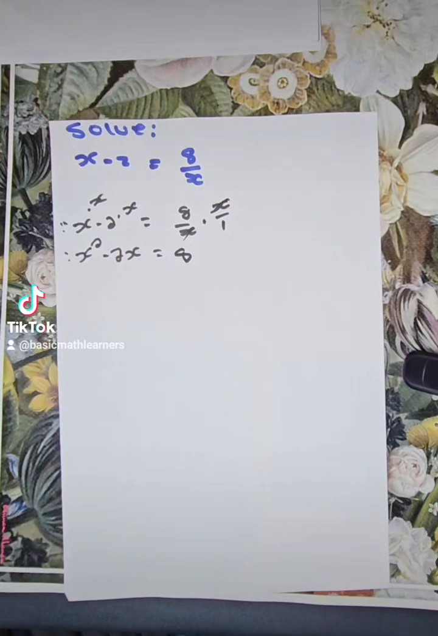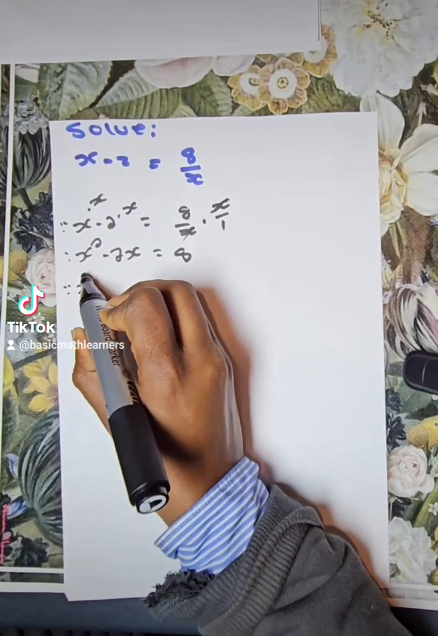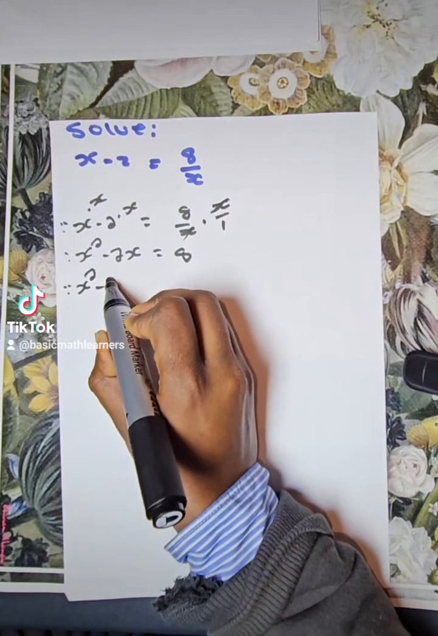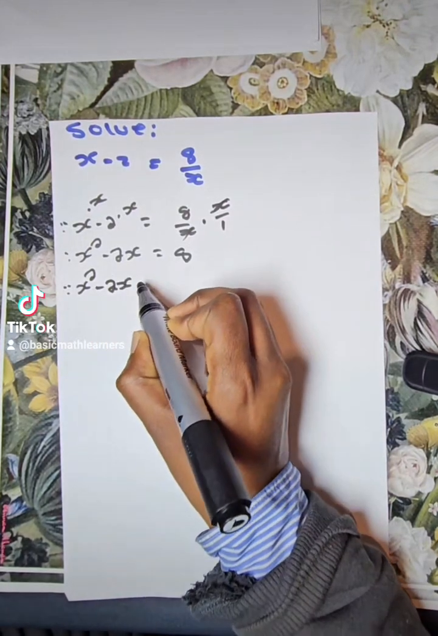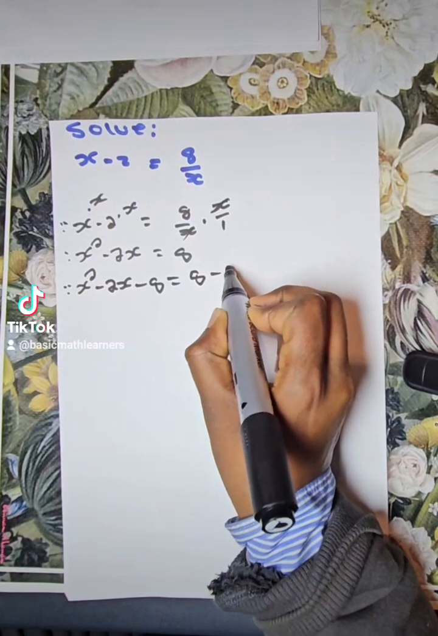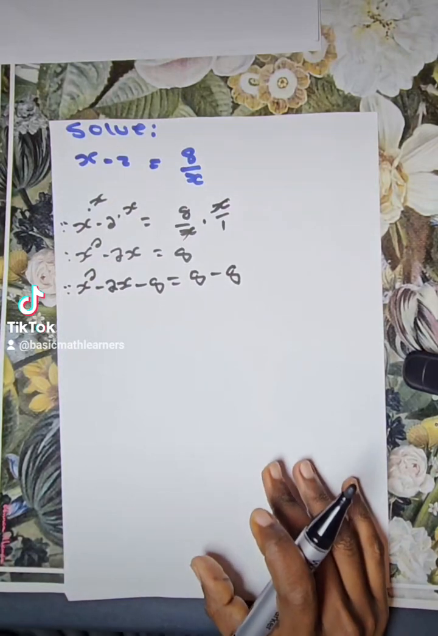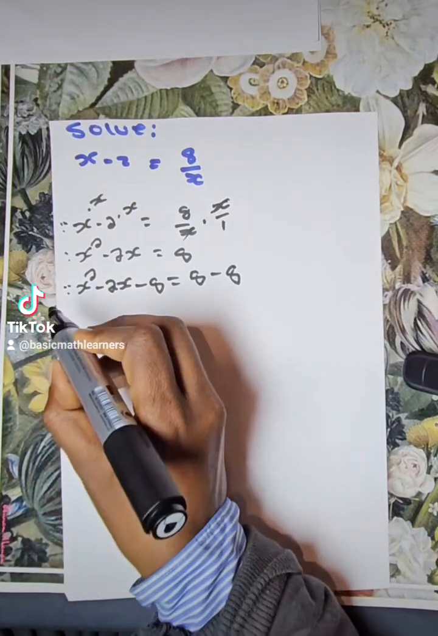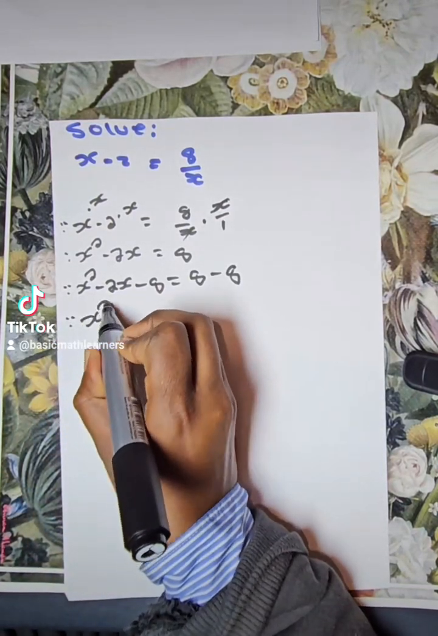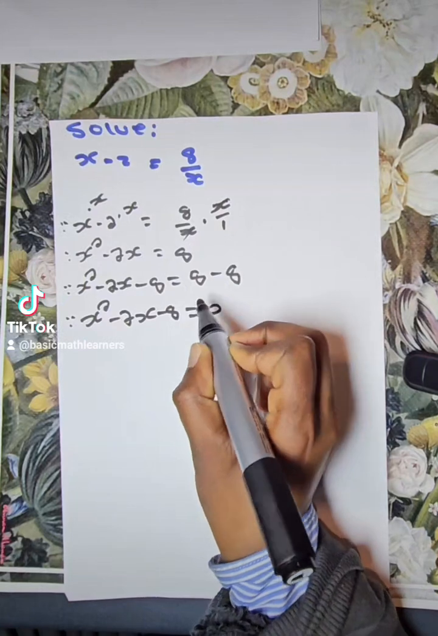Now, we see we have got an equation with highest power of 2. That means we are dealing with a quadratic equation, and we need to rewrite it in standard form. Therefore, this equals 8 minus 8. So we get rid of 8 in order to get 0 on the right hand side. This simplifies to x squared minus 2x minus 8 equal to 0.